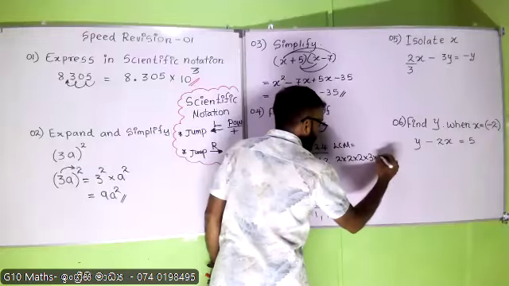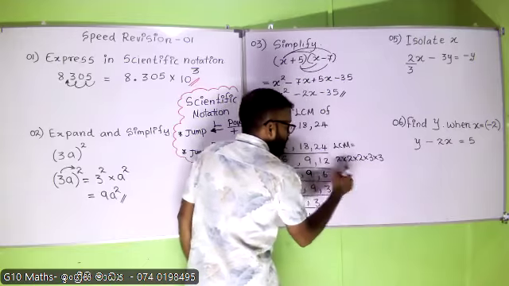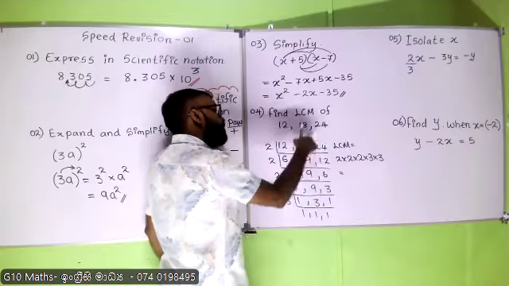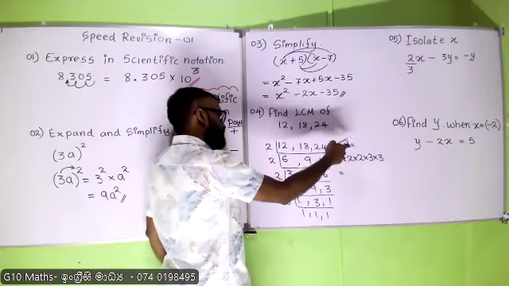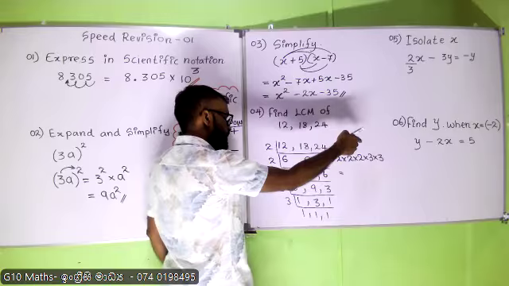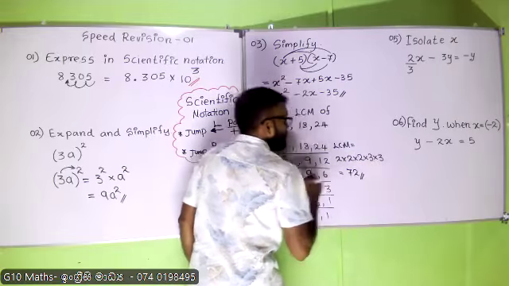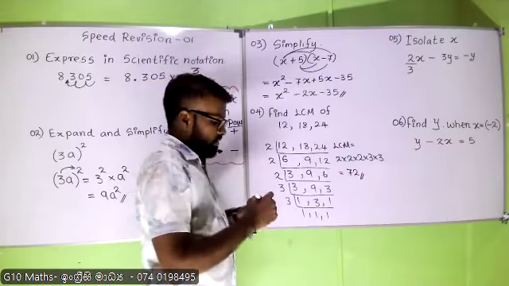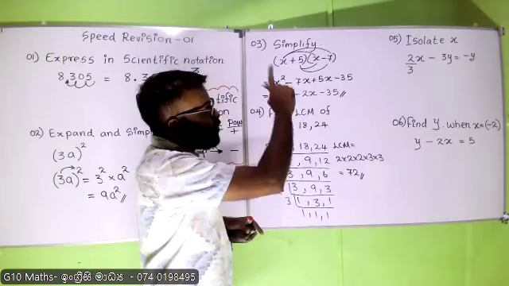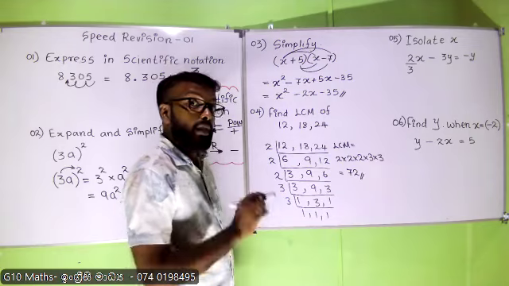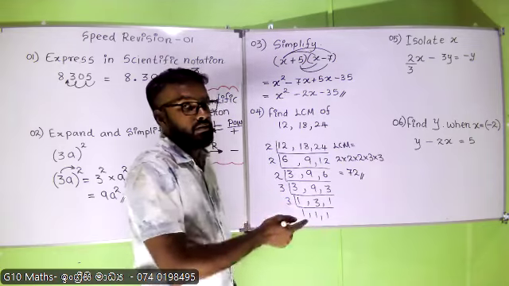3 times 3. Are we there? 2 times 2, 4. 4 times 2, 8. 8 times 3, 24. 24 times 3, 72. So your LCM would be 72. Fifth question. Isolate x or make x the subject.